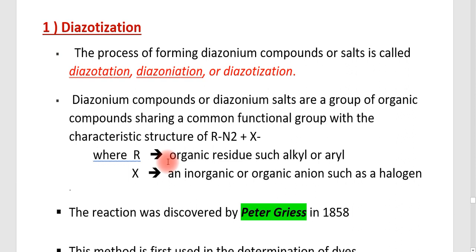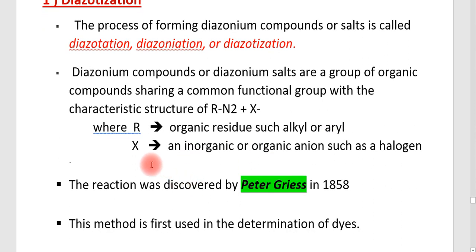R എന്ന് പറയുന്നത് ഏതൊക്കെ ആയിരിക്കാം? ഇറ്റ് മേ ബി ആൻ ഓർഗാനിക് റെസിഡ്യൂ സച്ച് ആസ് ആൽക്കൈൽ ഗ്രൂപ്പ് ഓർ ആറൈൽ ഗ്രൂപ്പ് ആയിരിക്കാം. നേരത്തെ നമ്മൾ കാണിച്ചിട്ടുള്ളത് ആറൈലിന് എക്സാമ്പിളാണ്. ആൻഡ് X മേ ബി നമ്മൾ നേരത്തെ ഒരുപാട് എക്സാമ്പിൾസ് കാണിച്ചു, ദാറ്റ് ഈസ് ആൻ ഇൻഓർഗാനിക് ഓർ ഓർഗാനിക് ആനിയോൺ സച്ച് ആസ് എ ഹാലജൻ.